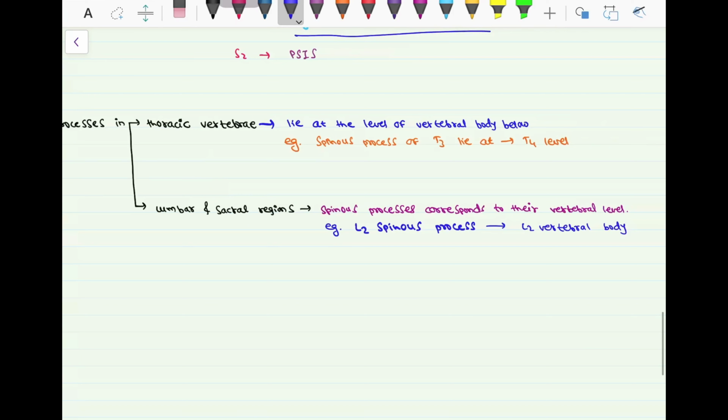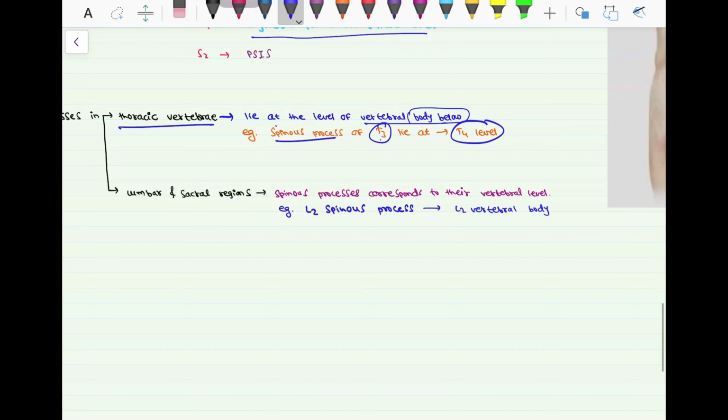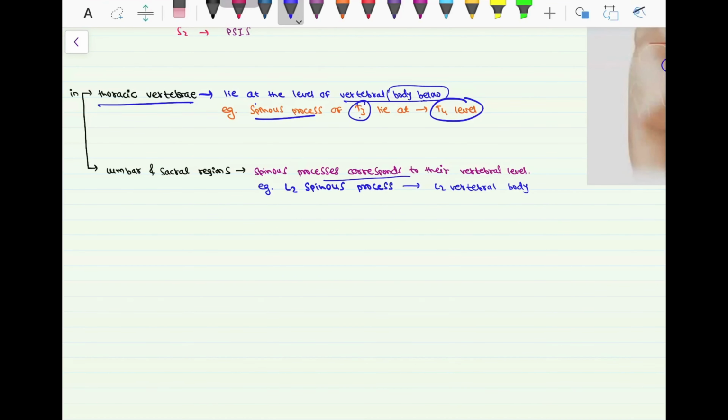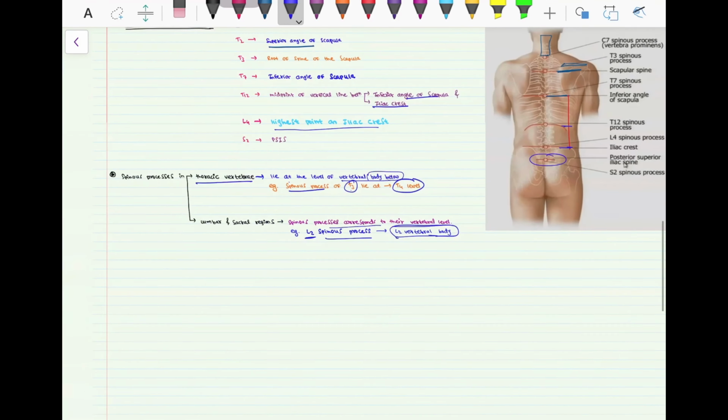Then spinous processes in thoracic vertebrae lie at the level of the vertebral body below. So the spinous process of T3 lies at the level of T4, and in the lumbar and sacral regions the spinous processes correspond to the same vertebral level. For example, the L2 spinous process will belong to the L2 vertebral body only.